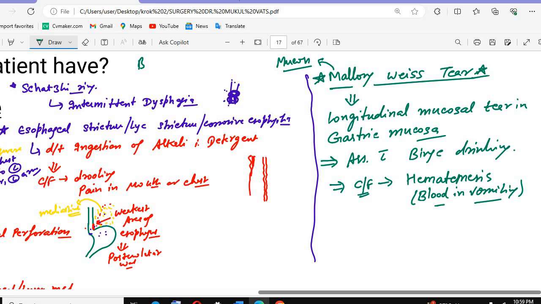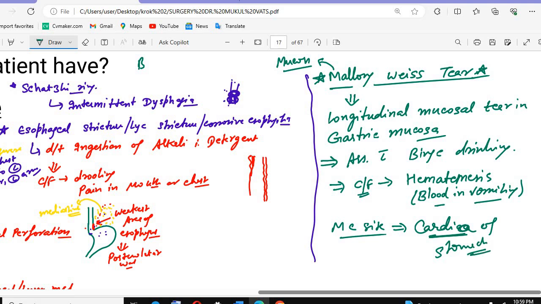So can you tell me the difference? In case of Boerhaave, you will see chest pain. In case of Mallory-Weiss syndrome, what you will see is hematemesis. And the most common site in this condition: the stomach is big, we have the cardia, fundus, body, antrum, and pylorus. So which is the most common site here? That is the cardia of the stomach.